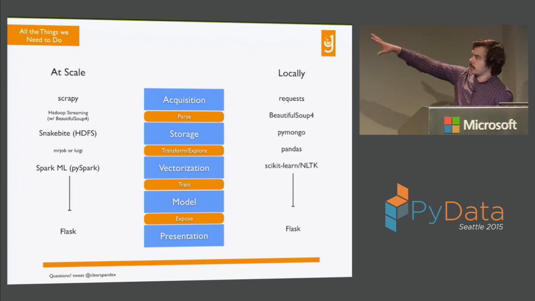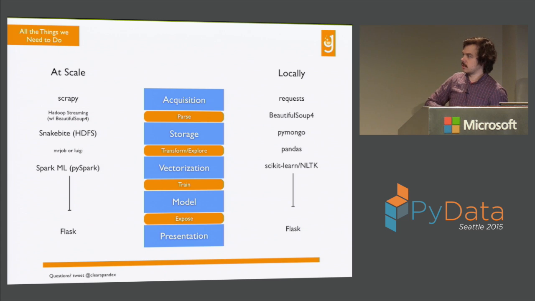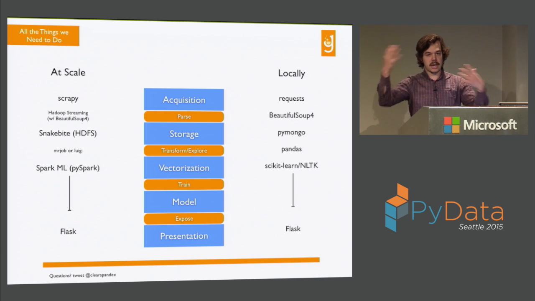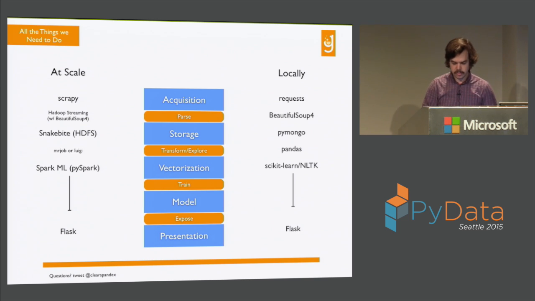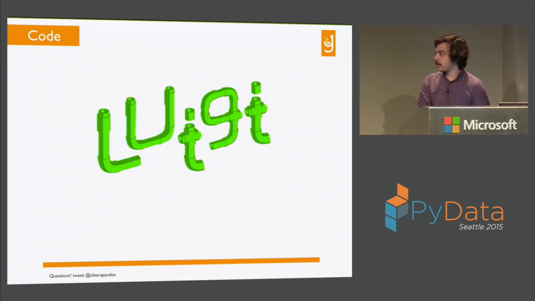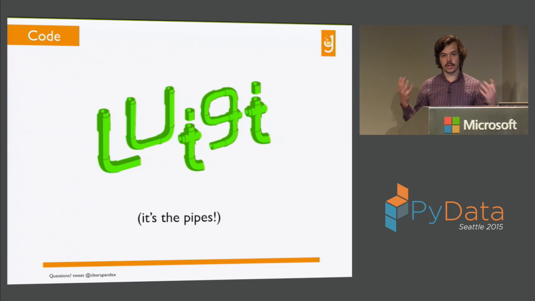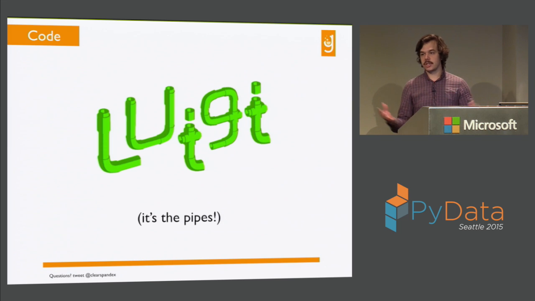Most of what we're going to be doing is on the right side here, where I say locally. At scale is distributed computing, for when you want to do these things at large scale. But we're going to be focusing on working with scikit-learn, NumPy, and Flask to get this out there as a web service. And where does Luigi fit into all of this? For folks who haven't heard of Luigi, I say it's the pipes. It's the glue that connects all of these things together. It's a project that came out of Spotify to help them manage thousands of Hadoop jobs that they have to run every day on a schedule.